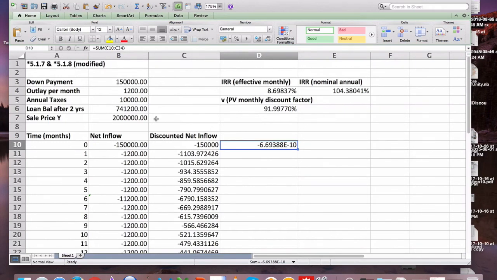Okay, so that's a pretty cool application and introduction to a spreadsheet if you've never seen it before.